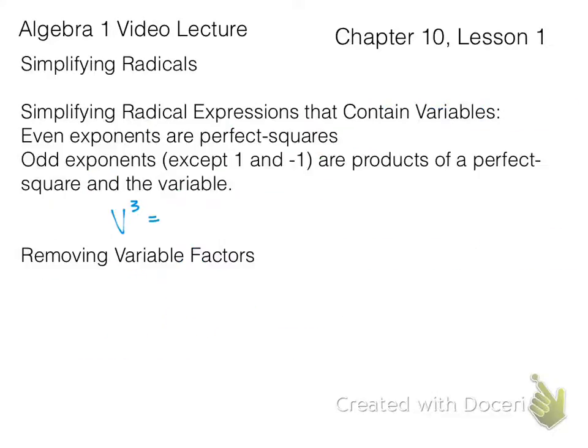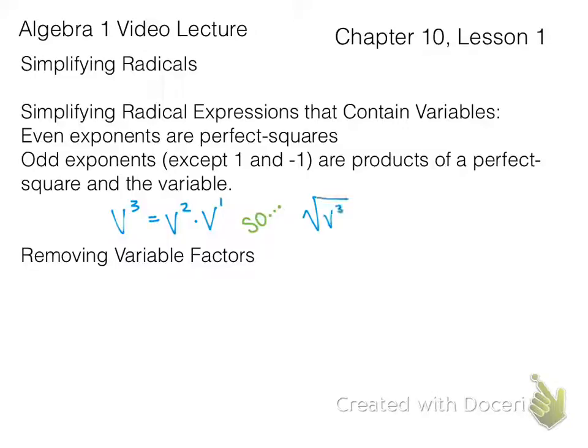Anyway, so simplifying radical expressions that contain variables. Even exponents on variables are perfect squares. Odd exponents, except for 1 and negative 1, are products of perfect squares and a variable. So if I have v to the third power, it can be written as v to the second times v to the first, because there's an invisible 1 there. So I still have v to the third power, but I can pull out portions of perfect squares from my odd exponents. So make sure you do that.